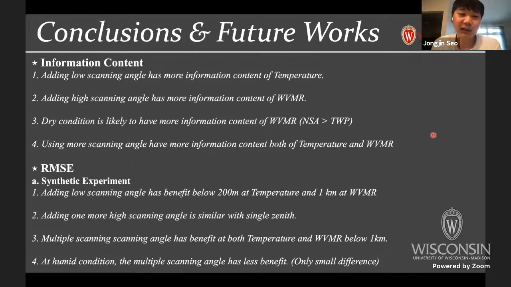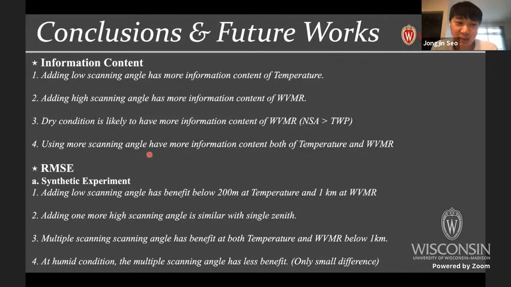So these are the conclusions. For information content, adding low scanning angle has more information content of temperature, and adding high scanning angles has more information content of water vapor mixing ratio. Also, the information content of water vapor mixing ratio depends on humidity, so the dry condition is likely to have more information content. So NSA has more information than TWP. And also, using more scanning angles has more information content for both temperature and water vapor mixing ratio.